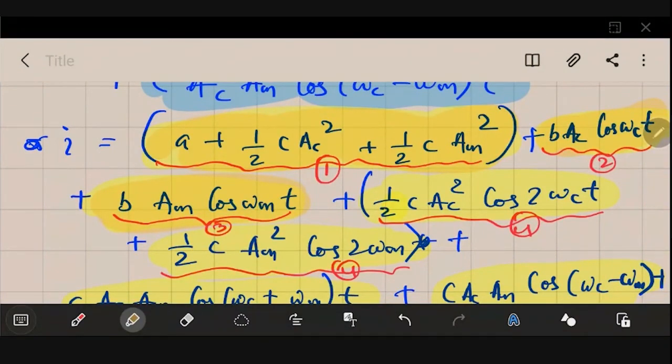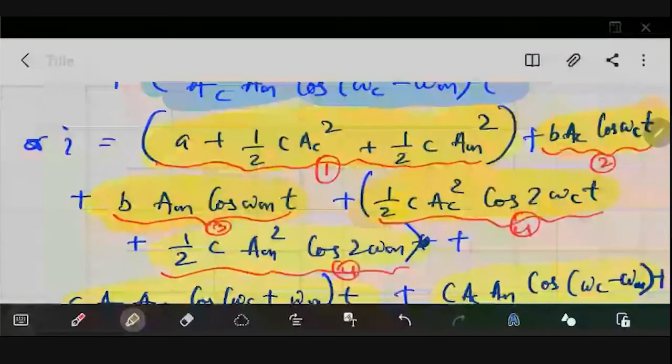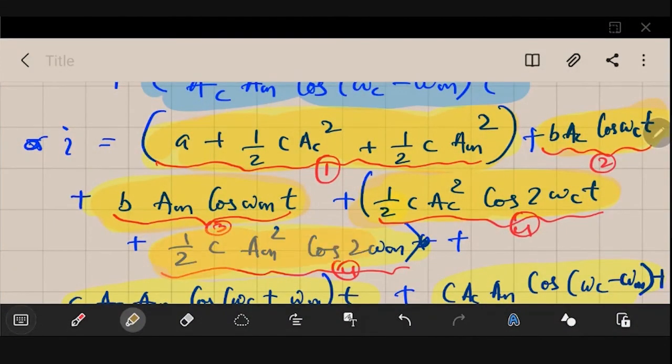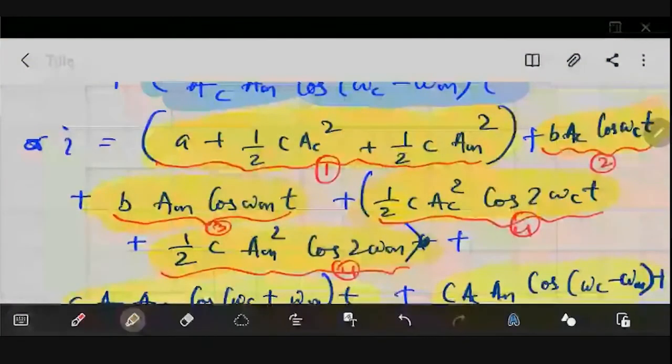Similarly, the next terms, half C A_C square cos 2 omega_C t and half C A_M square cos 2 omega_M t, are high frequency components, or harmonics of the input signals. So these are also not desirable.